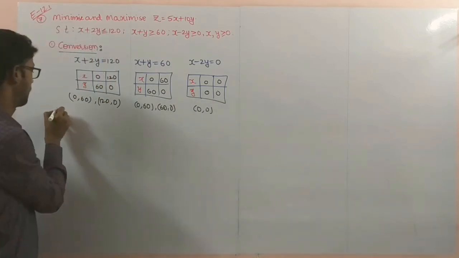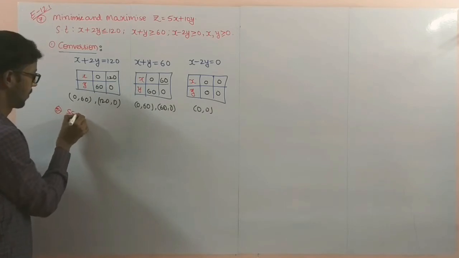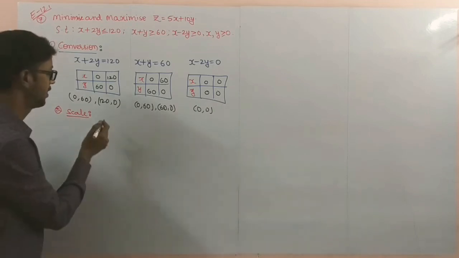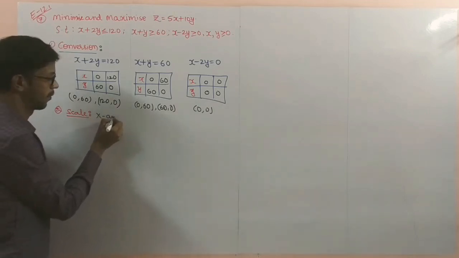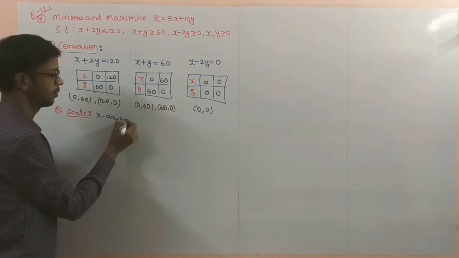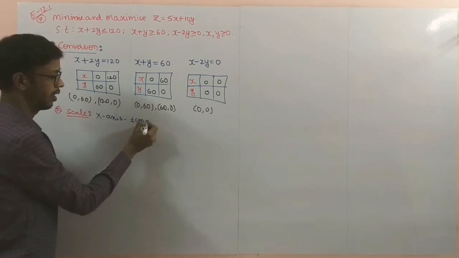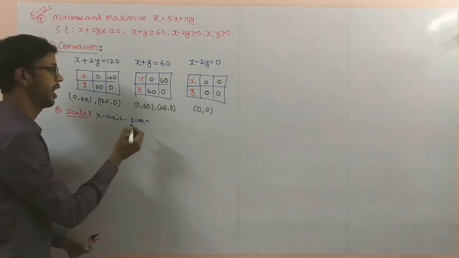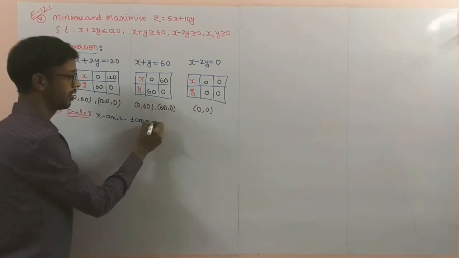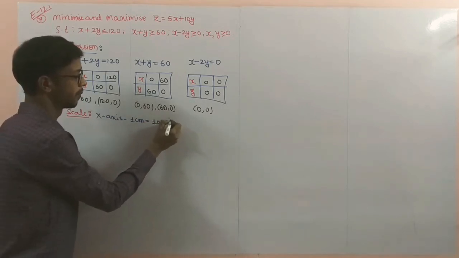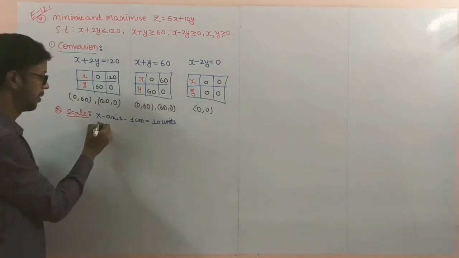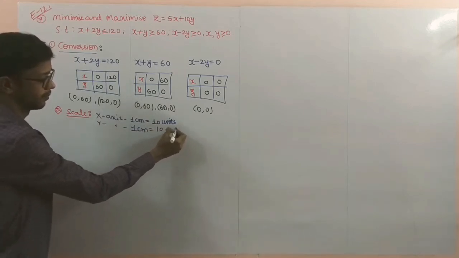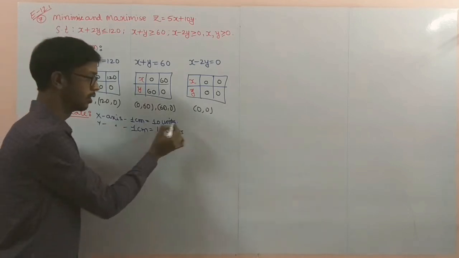Next, what will we write? Second point, scale. Scale we have to write for the x-axis. 1 centimeter equal to, here you observe there are numbers up to 120. So I'll take each 1 centimeter as 10 units. Similarly for the y-axis, 1 centimeter equal to 10 units. This one is completed.